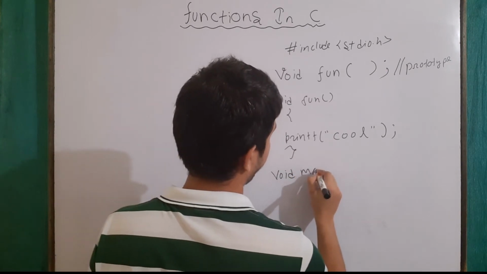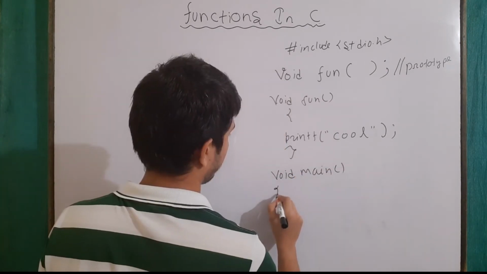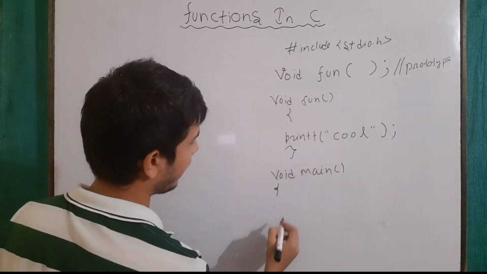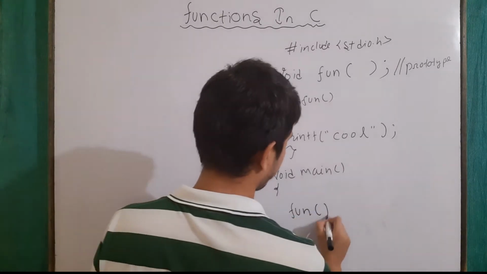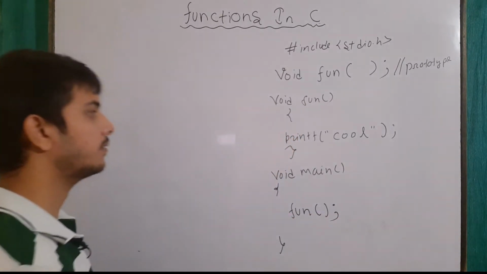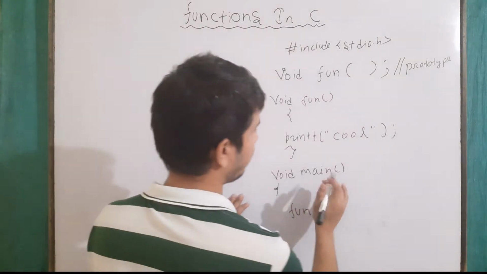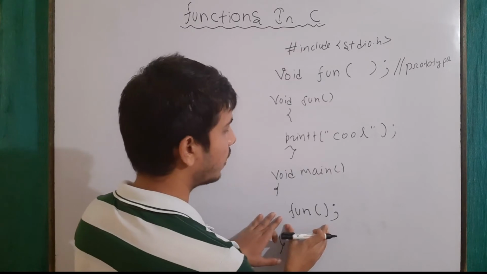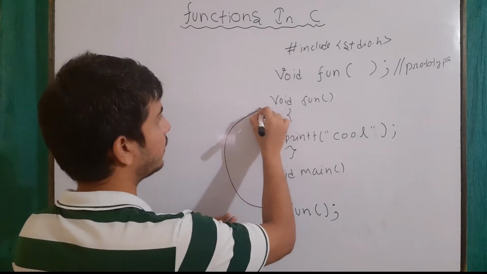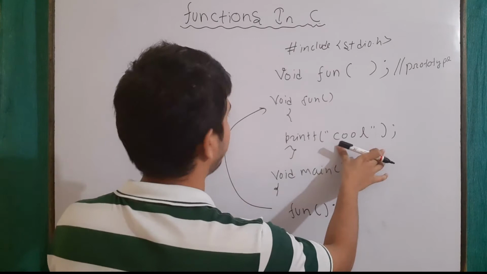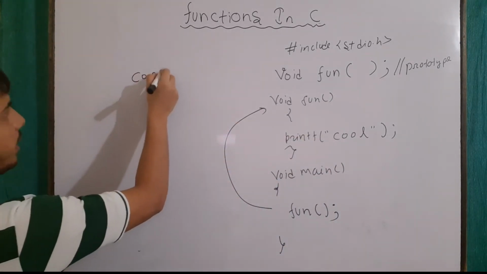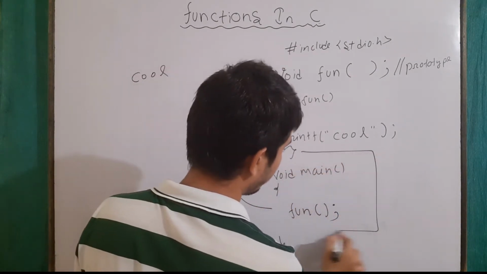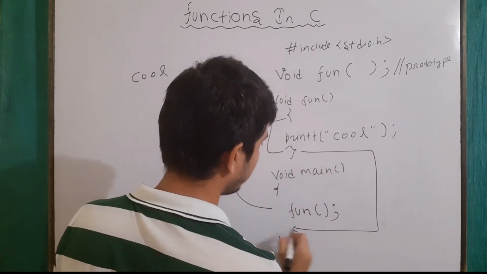Let's say main, and I call the function fun here. For calling, I will simply write the name of the function: fun. Now what is happening here? The execution of the program will start from main. It will go to this line, see that a function is called here, and the control will go into this line. Then printf "cool" is written, so cool will be printed in the output, and then its body will end, and the control of the program will again go back to the next line.